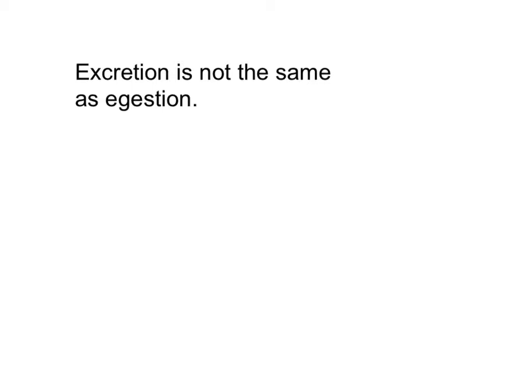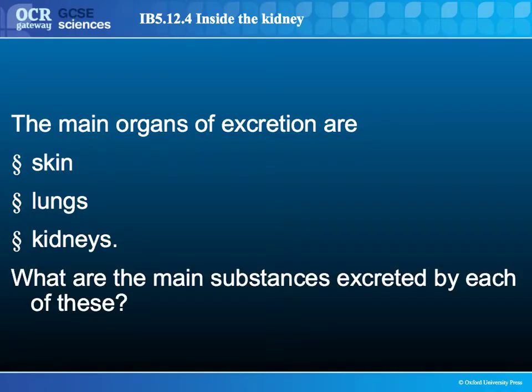The reason that excretion is so important is because a lot of the chemical reactions that happen in your cells make toxic chemicals, and if they're not removed then they can damage or kill the organism. Now, the main organs of excretion are the skin, the lungs, the kidneys, and also the liver is involved as well. You need to know what the main substances are that are excreted by these organs.